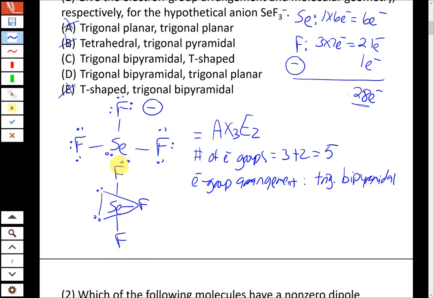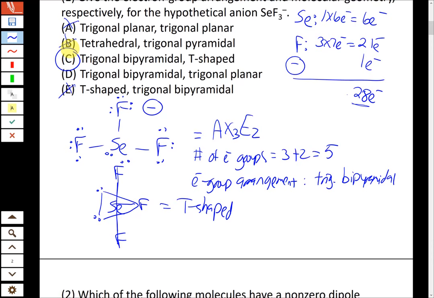And even though this is drawn sideways from how you would think about it, that's a T-shape. So imagine putting that on its side. So that's going to be a T-shaped geometry. So AX3E2 corresponds to the T-shaped geometry. Trigonal planar would be AX3E0, so that's not going to be the correct one. So that's going to be our answer there.